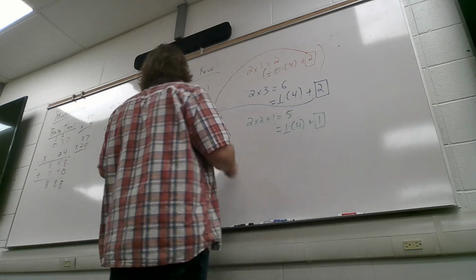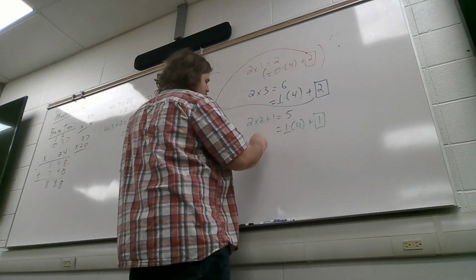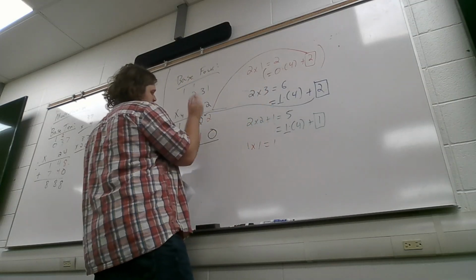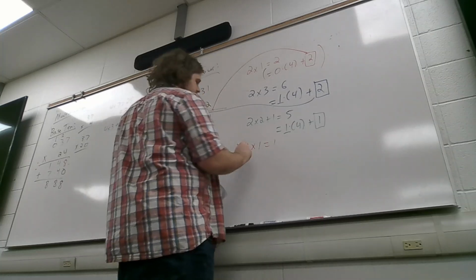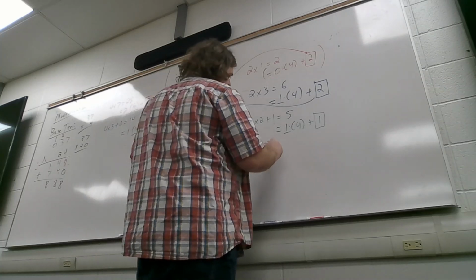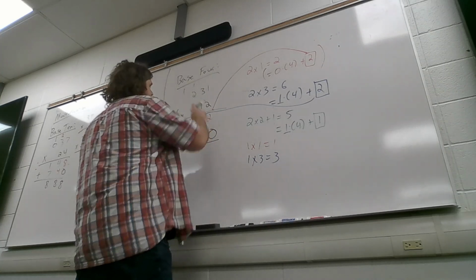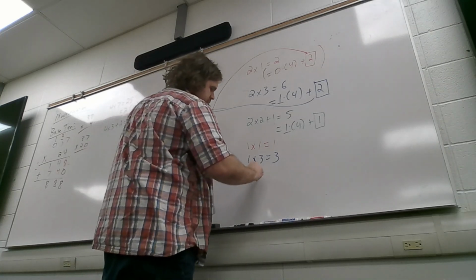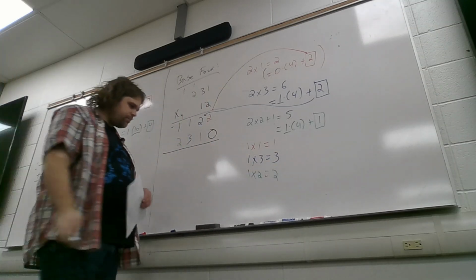Now, fortunately, this one's pretty straightforward because it's 1 times a bunch of stuff. So 1 times 1 is 1. We write down a 1. 1 times 3 is 3, so we write down a 3. And 1 times 2 is 2, so we write down a 2. All right, that was nice.